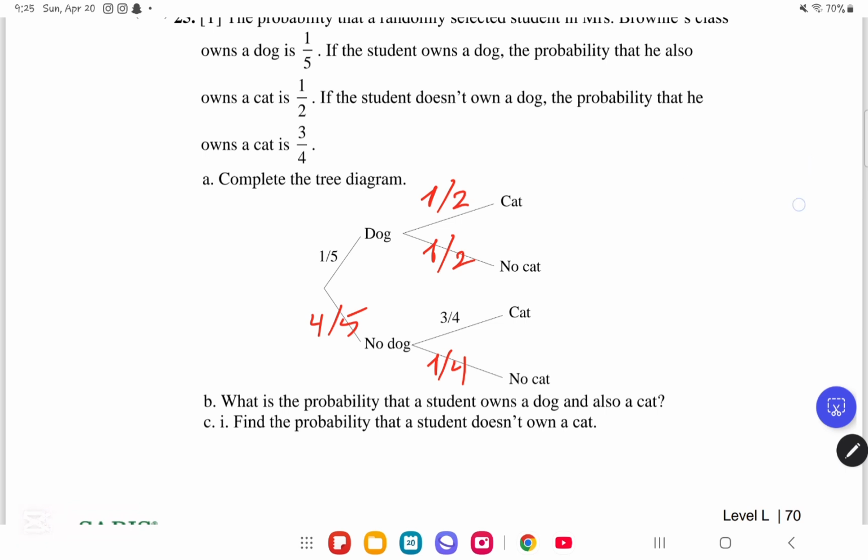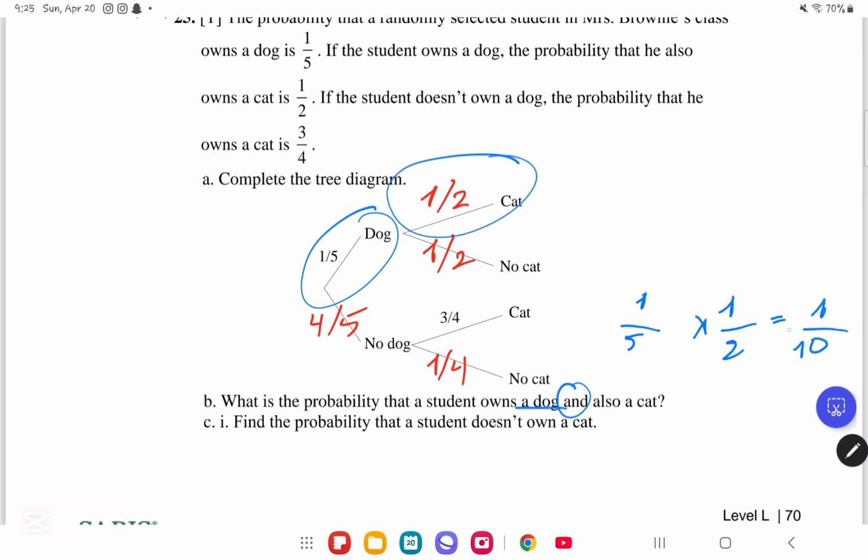Now, what is the probability that the student owns a dog? How much is the probability of owning a dog? 1/5. And means times probability of owning a cat. So you're going to take it from here. He owns a dog, and then he will also own a cat, which is 1/2. Put it on your calculator. You will get the probability is 1/10.